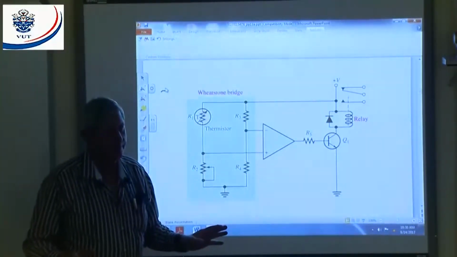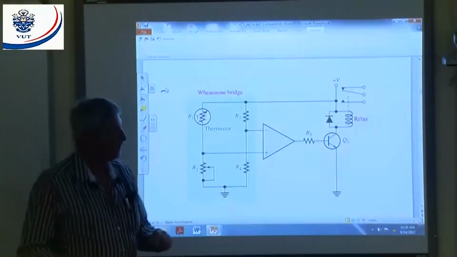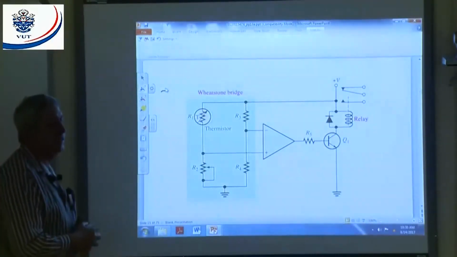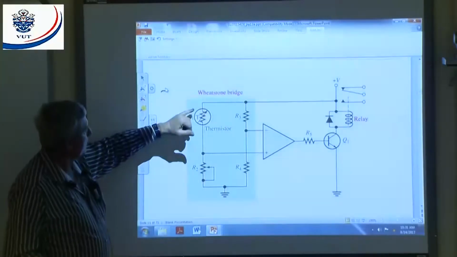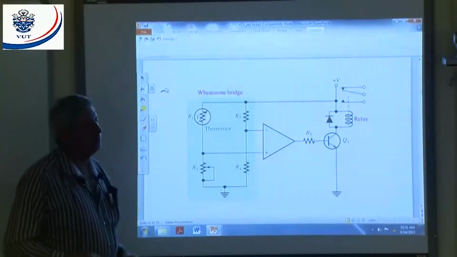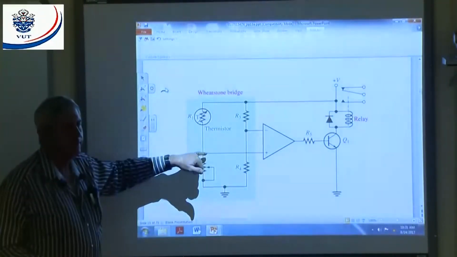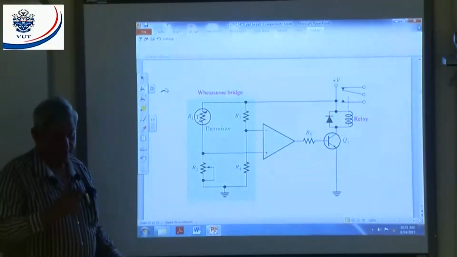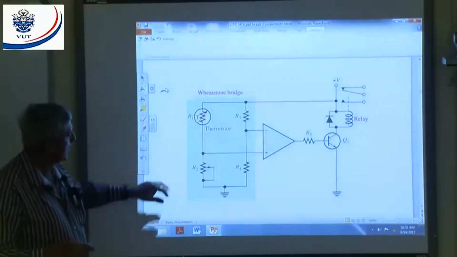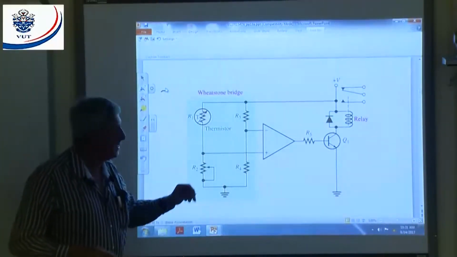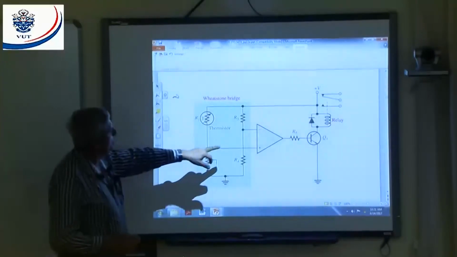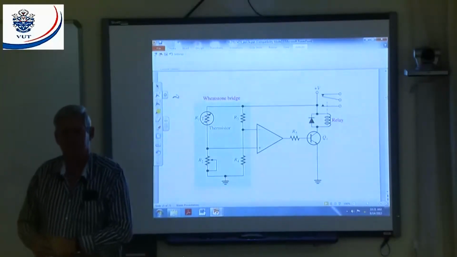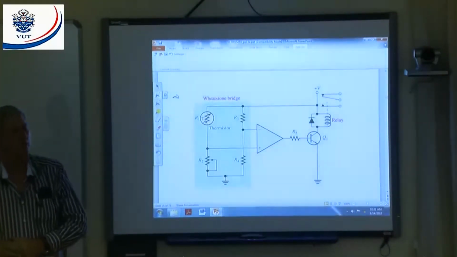It won't switch. But now, let's say my temperature increases in the direction of 100 degrees Celsius. This resistance will drop. When that resistance drops, the voltage here will start increasing, slowly. When this voltage becomes larger than 5 volts, let's say it becomes 5.01 volts, this becomes more positive than that. What will the output of the op-amp do? It will go positive.